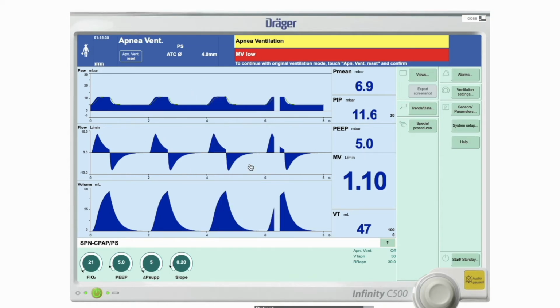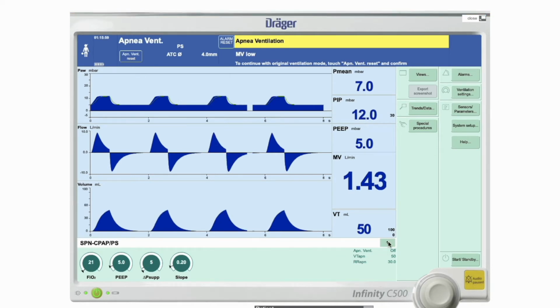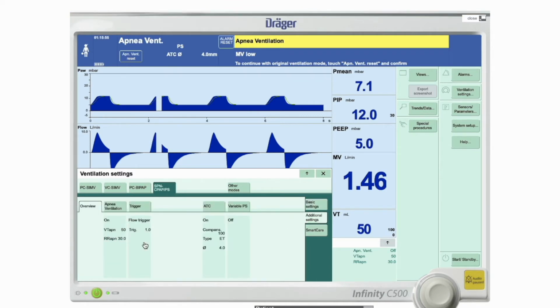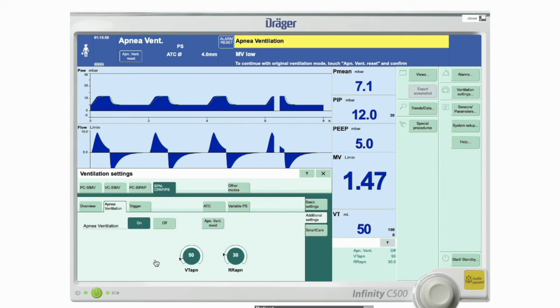And now the patient is not being ventilated on spontaneous CPAP pressure support. What's happened, he's getting a tidal volume of 50 at a rate of 30, because that's exactly what we set in the background. So this is what the patient's actually getting now. So getting, there we go, here, apnea ventilation. So this is what this patient's getting.